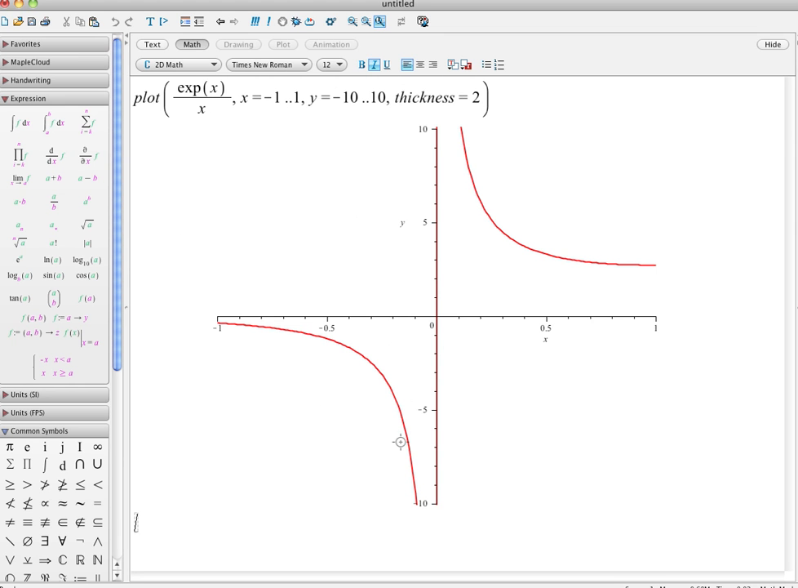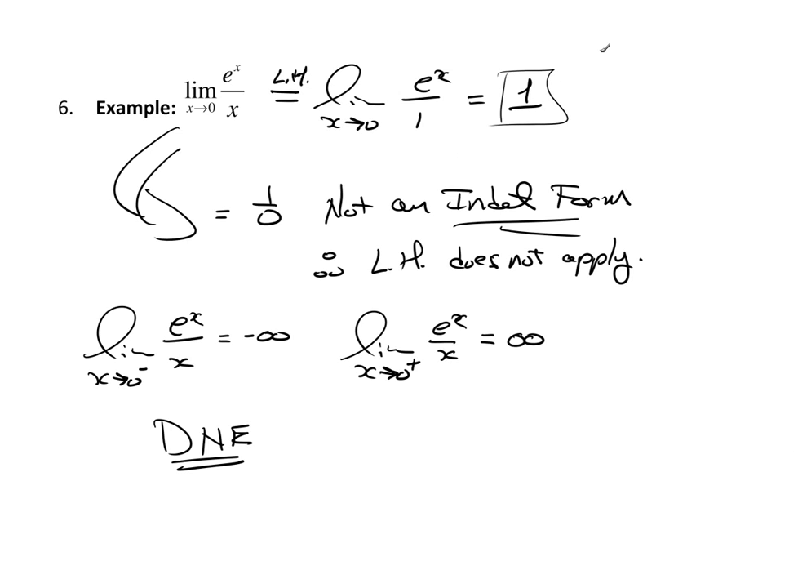And I can do a quick graph to show you that. This is what it's going to look like. See, as I approach 0 from the left, I'm going to be heading down to negative infinity. As I approach 0 from the right, I'm going to positive infinity. So the limit doesn't exist. But we would not have known this. We would have claimed the limit was 1 if we blindly applied L'Hopital's rule without first checking to see if L'Hopital actually applies.